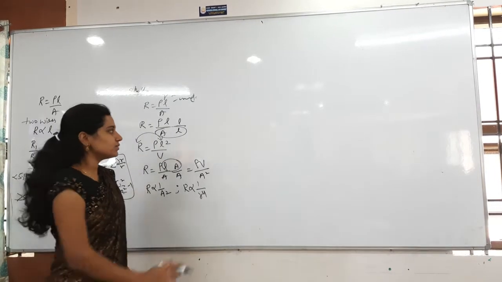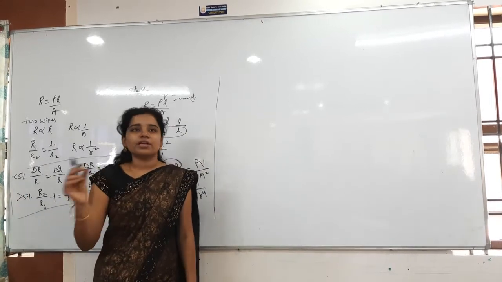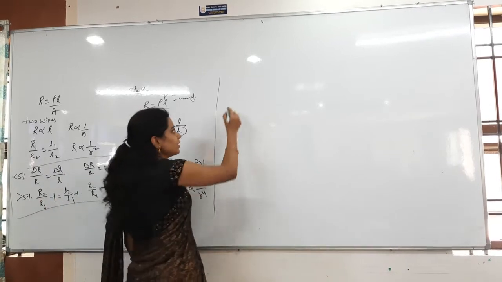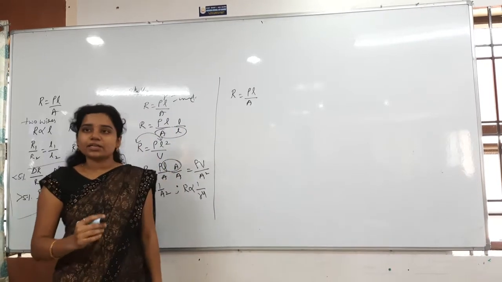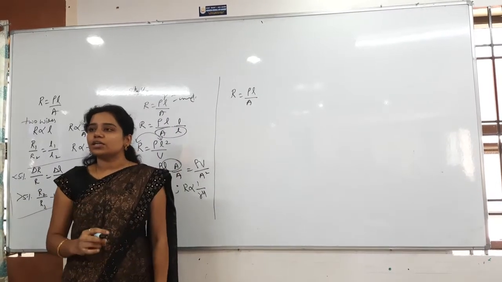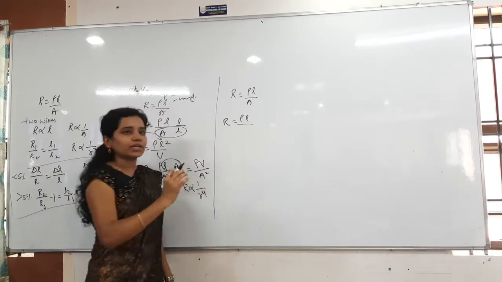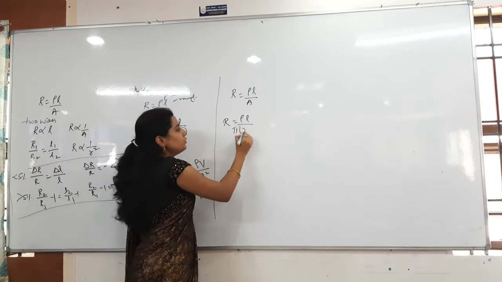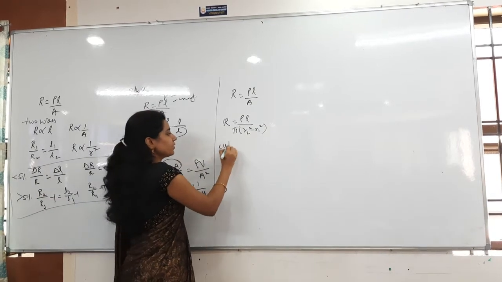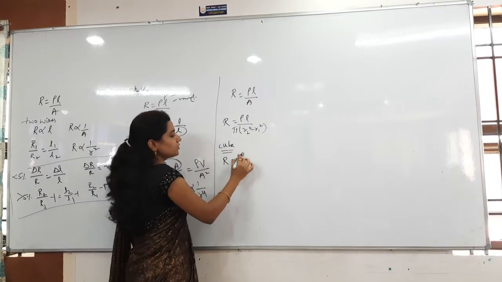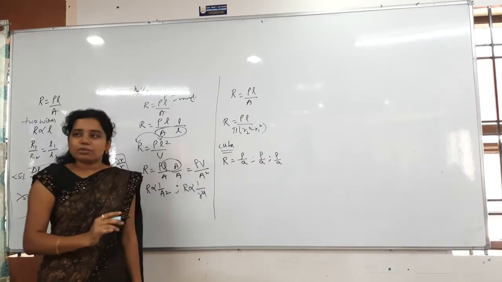Then next, we have discussed the resistance of different shapes of bodies. One is the normal cylindrical wire of length L and area A: R is equal to simply rho L by A. If I take a cylindrical wire with inner and outer radius, R is equal to rho L by pi into R2 square minus R1 square. For a cube, what is the formula we got? R is equal to rho by A, in each direction, rho by A only.